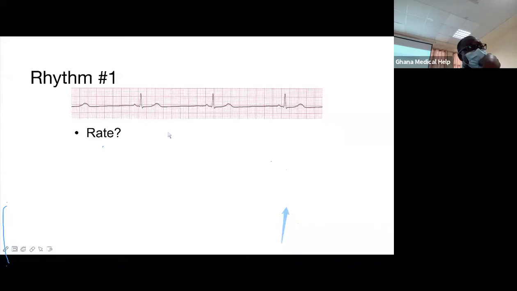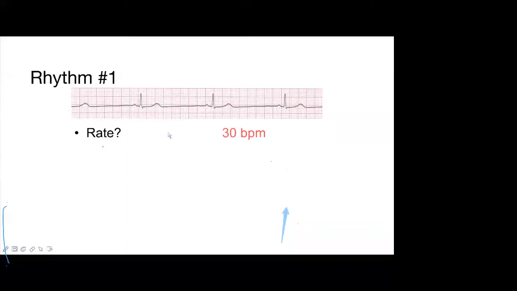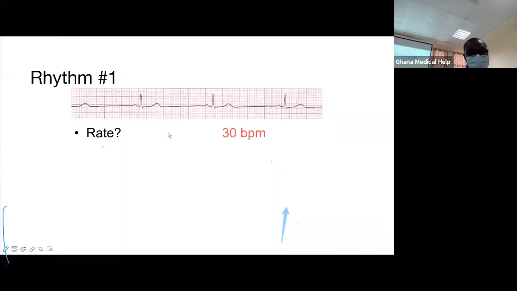Okay, so what do we get? Okay, so about 38, is that not so? Of course, less than 60 is bradycardia, is that not so? The regularity. Do we have a regular RR interval or is it different? Is it regular or irregular?